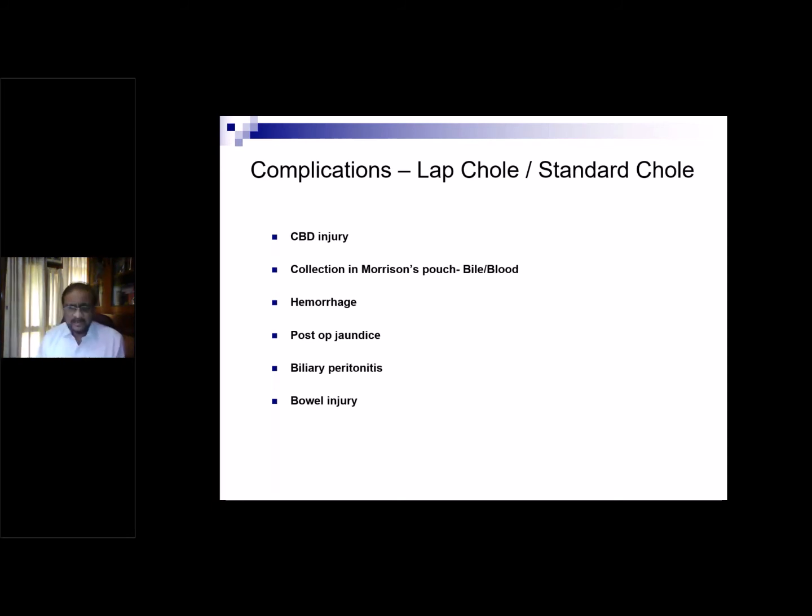Number 3, hemorrhage, which most commonly is because of a slipped ligature over the cystic artery, number 1. Or number 2, an equally important cause is oozing from the gallbladder bed, from which you have to remove the gallbladder.